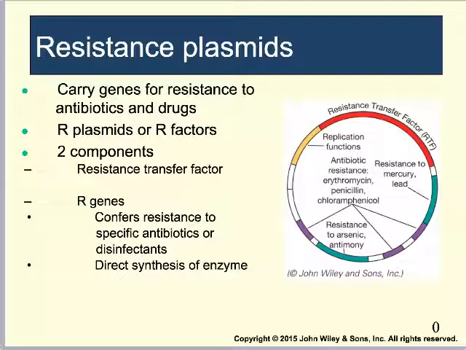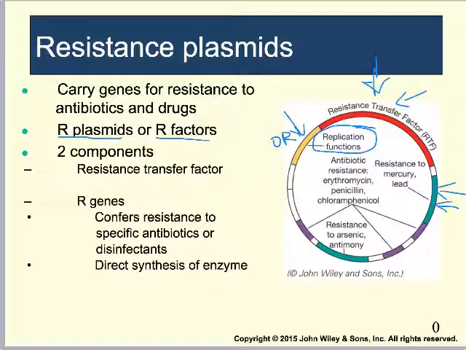Now, one important type of plasmid that is medically important are resistance plasmids. Resistance plasmids carry resistance genes for antibiotics and other drugs. Here's an example of a resistance plasmid, an R plasmid. Sometimes people call them R plasmids, sometimes they call them R factors. Every place where they have a color like this is where something's happening. Here is the origin of replication, the ORI. Then we'll talk about this resistance transfer factor in a second.